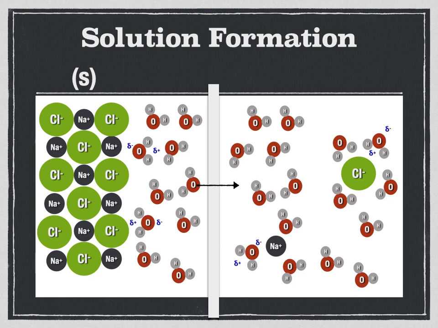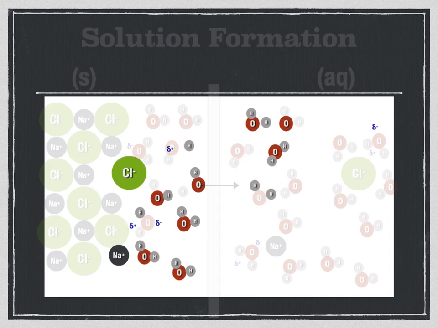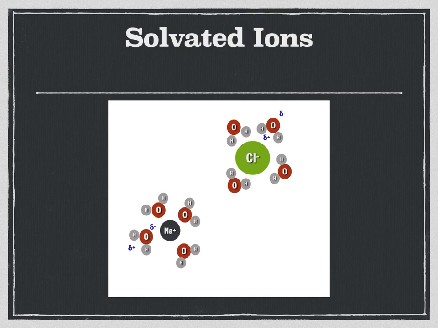The positive side will align towards the negative ions, and then those ions will be pulled off of that crystalline structure, and you will then have aqueous sodium chloride, which is a solution of ions surrounded by water molecules, as you can see there on the right. Those ions, when they are dissolved in water, are referred to as solvated ions. So once they dissolve and they're surrounded by those water molecules, we refer to those as solvated ions.